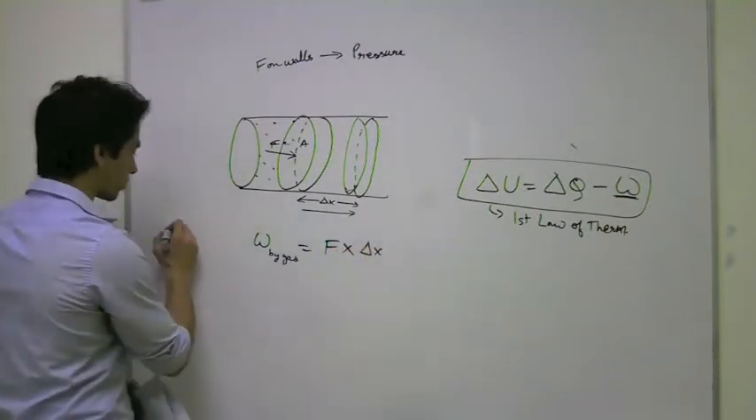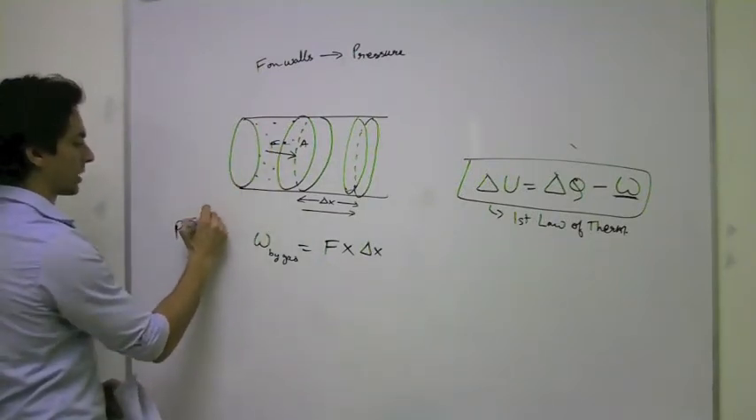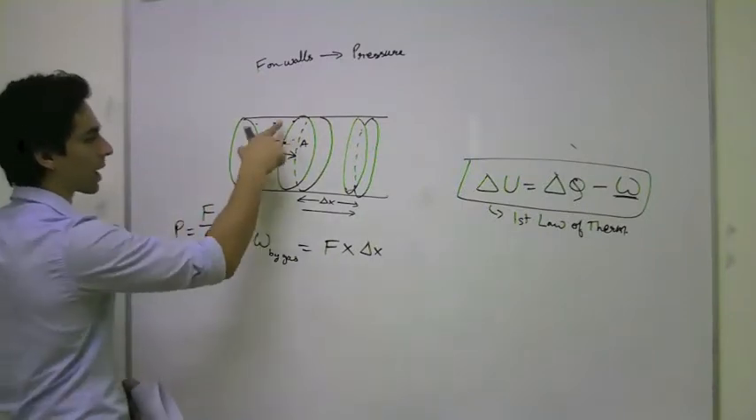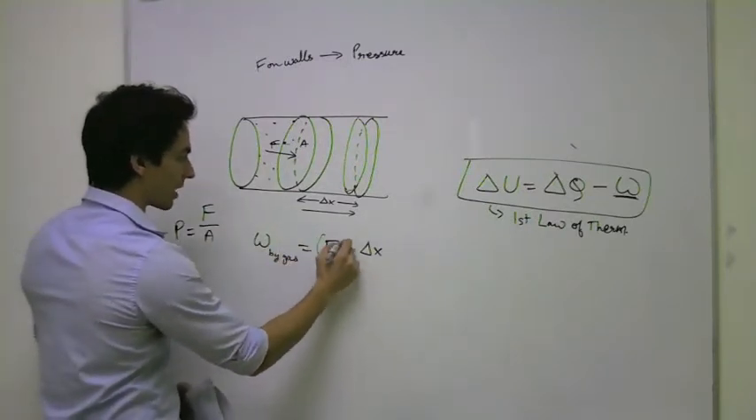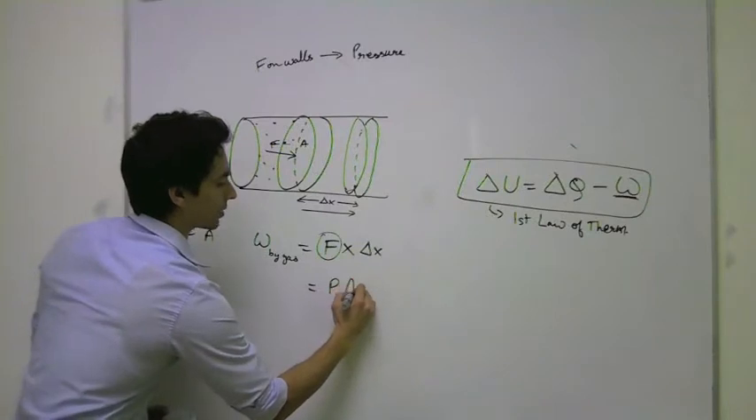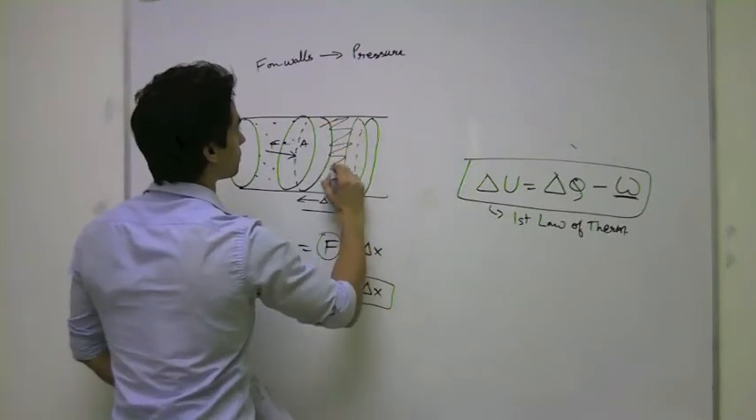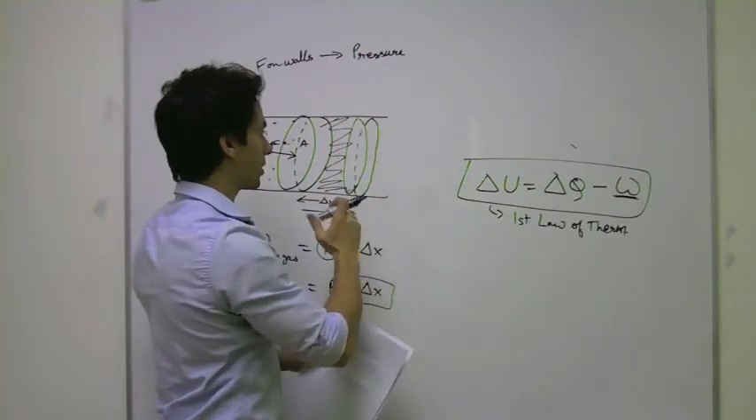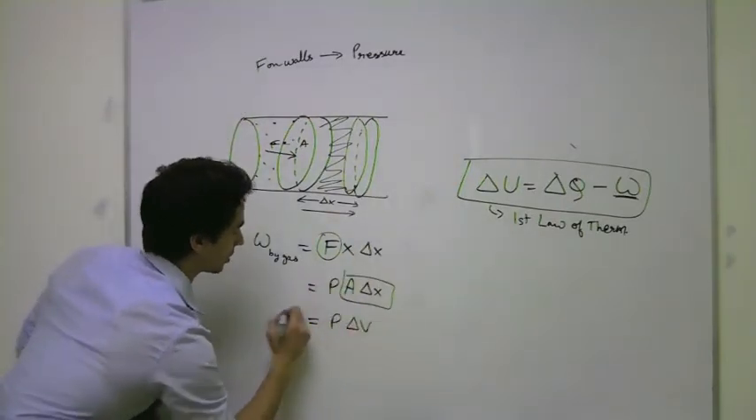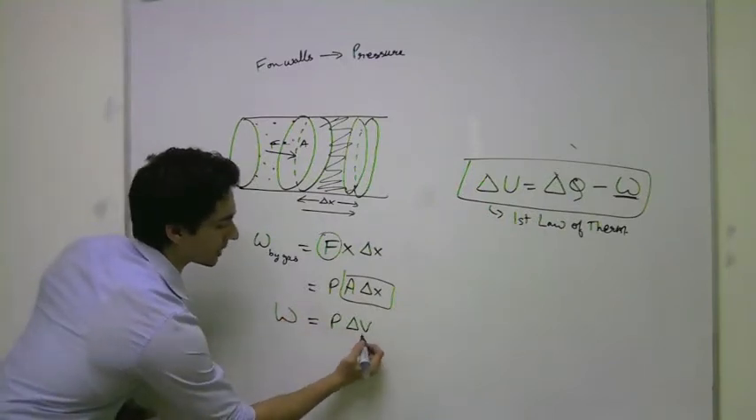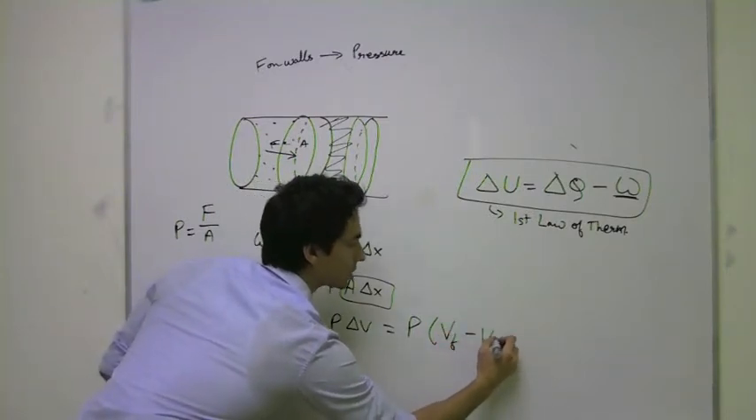We also know that the pressure exerted by this gas on the cylinder walls is given by the force per unit area: the force applied on this piston divided by the cross-sectional area of the piston. So I'll replace F here by P multiplied by A, times delta x. Now A delta x is this volume here, the increase in volume when this gas was expanding. So this will be P delta V. The work done by the gas is P delta V, in other words, the pressure multiplied by the final volume minus the initial volume.